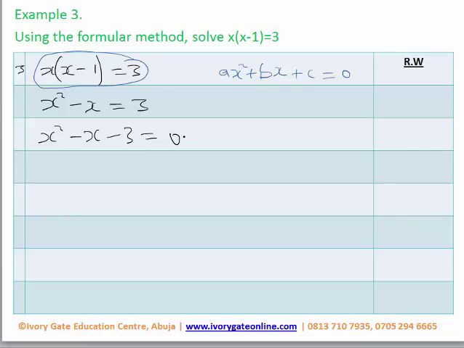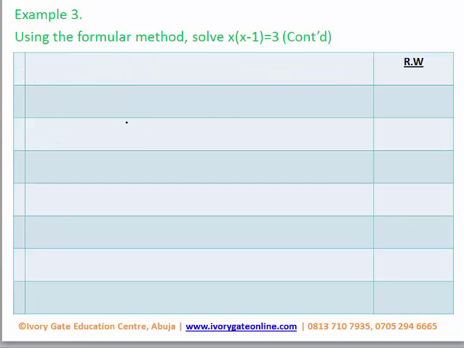Now it is in the form ax squared plus bx plus c is equal to 0. Now we get the constants, the values of a, b, and c. Here a is the coefficient of x squared, here it is 1. B, the coefficient of x here.